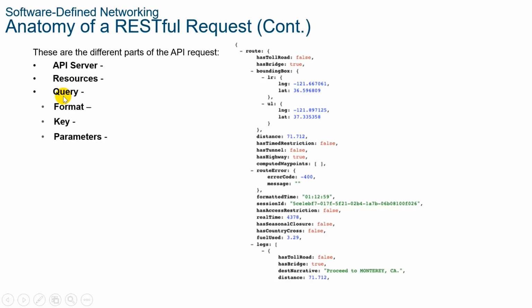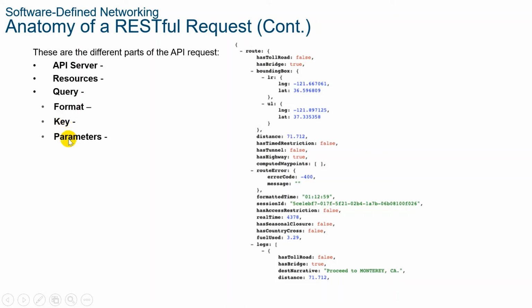You also have the query, which specifies the data format and information the client is requesting from the API service. Queries can include format, which is usually JSON, but can be YAML or XML. In this example, JSON is requested. You also have the key. The key is for authorization. If required, MapQuest requires a key for their Directions API. In the above URI, you would need to replace the key with a valid key to submit a valid request.